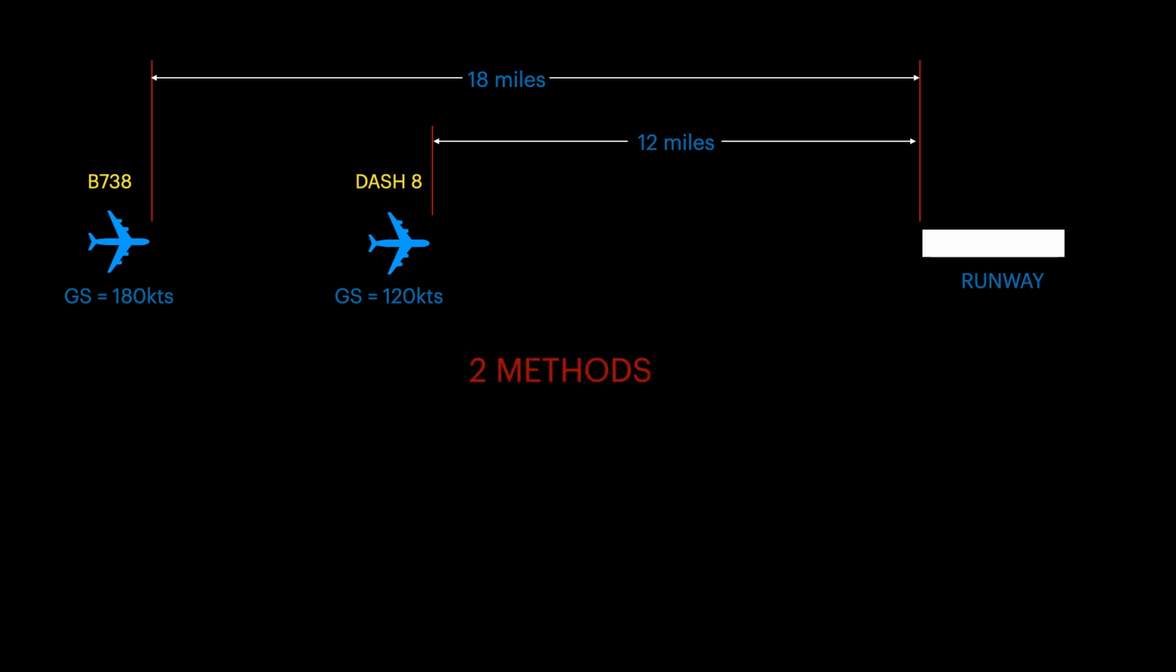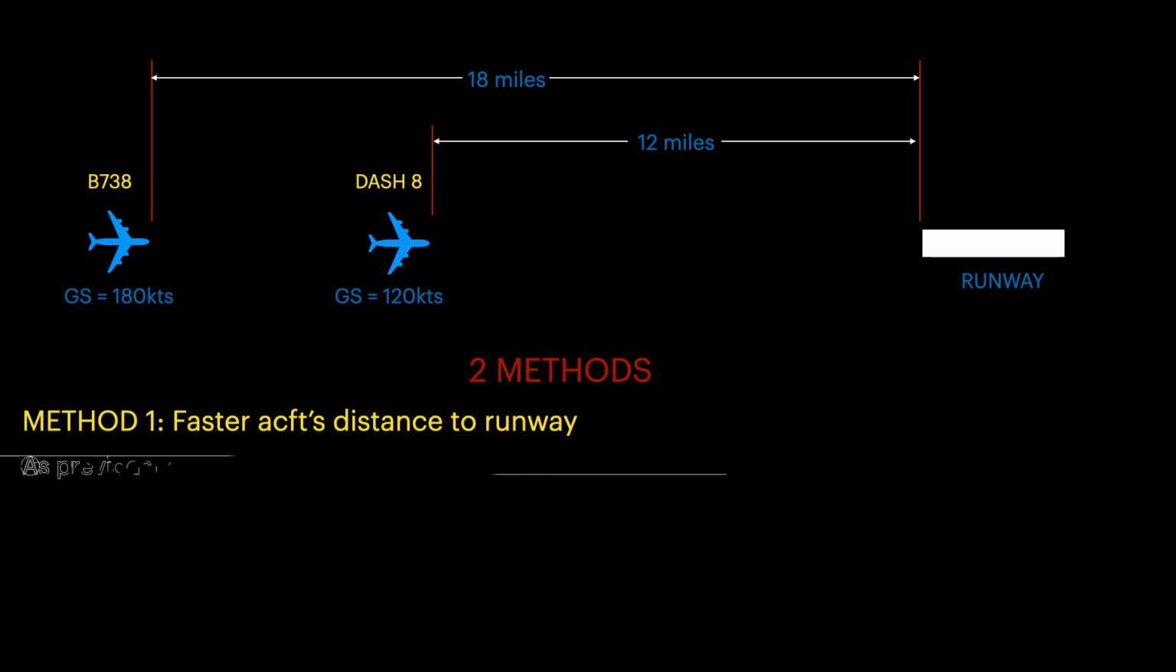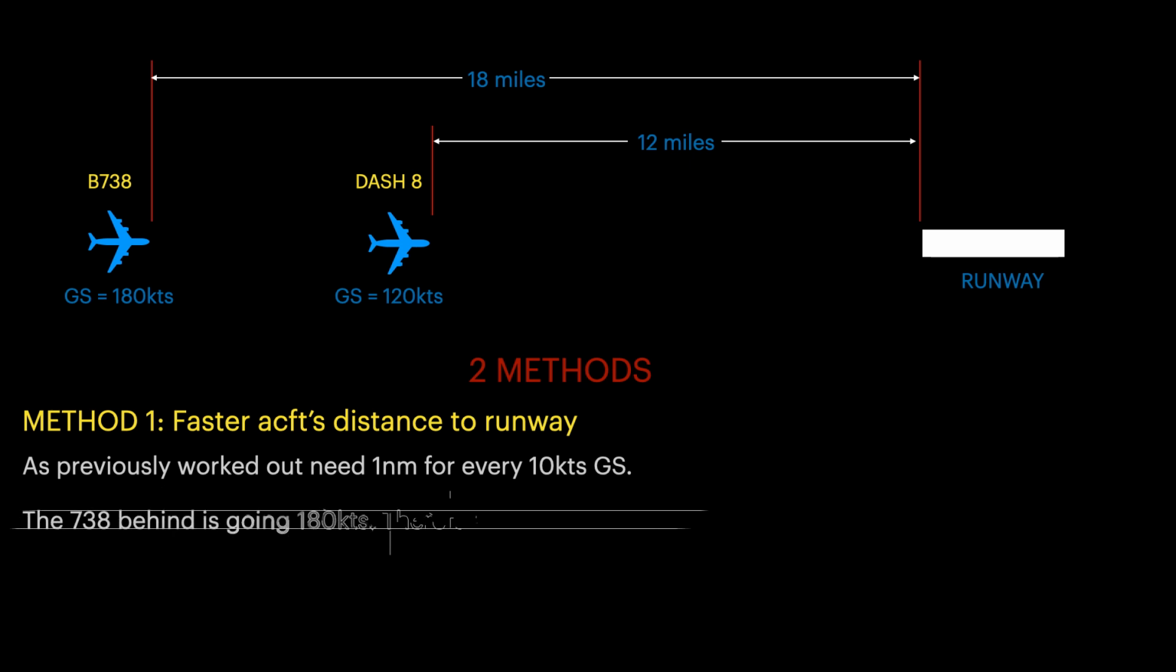Okay, so let's go back to our situation. There are 2 methods. The first method is calculating the faster aircraft's distance to the runway. As we previously worked out, we need 1 nautical mile for every 10 knots of ground speed. The 737 behind is doing 180 knots. Therefore, he needs 18 nautical miles because 180 divided by 10 equals 18.